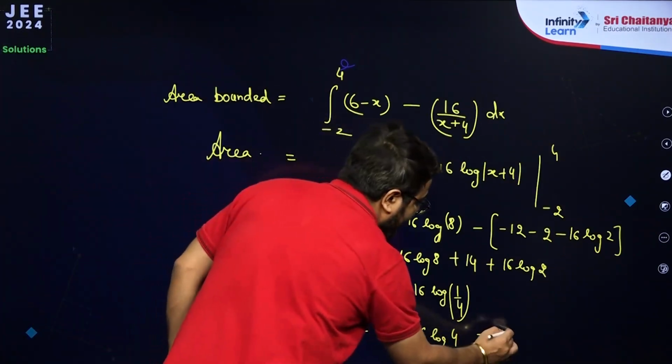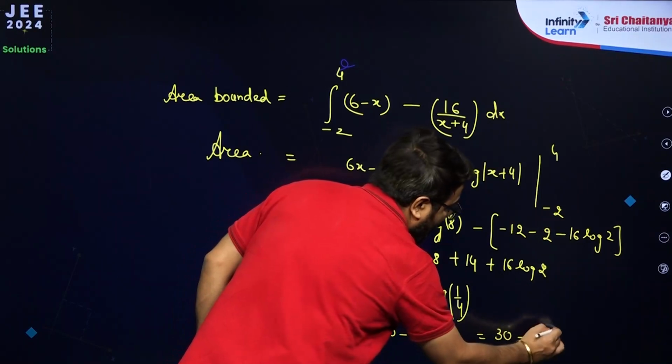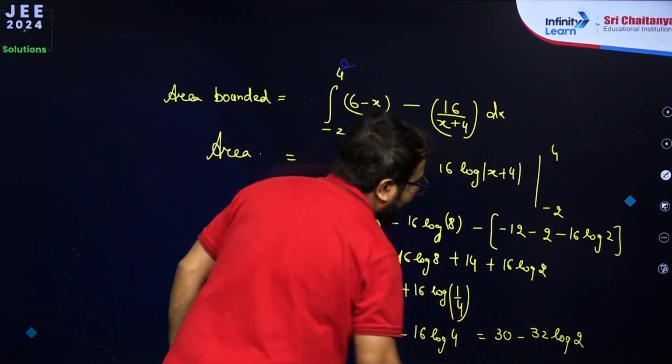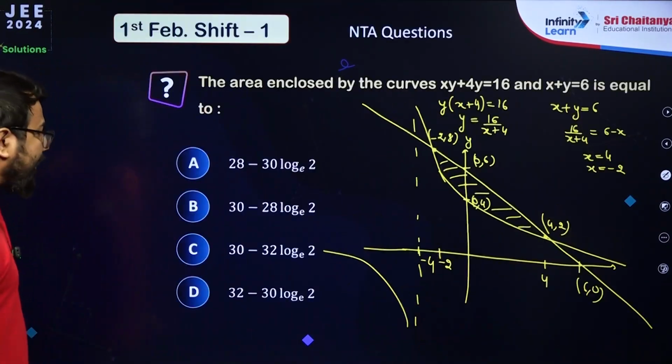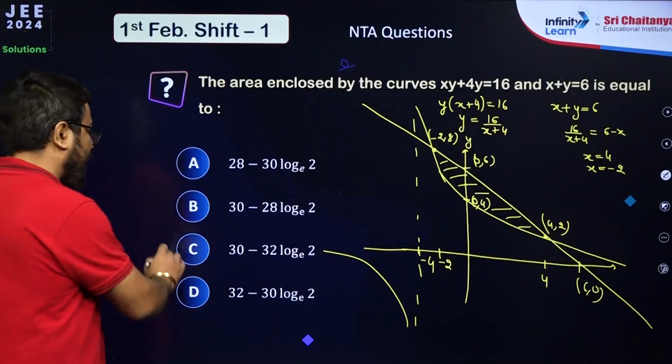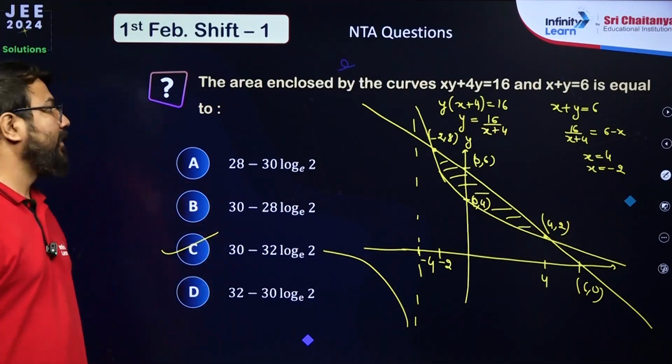So I can write 30 minus 32 log 2. Has any option been given here? 30 minus 32 log 2. Yes, option C. So option C would be the final answer.